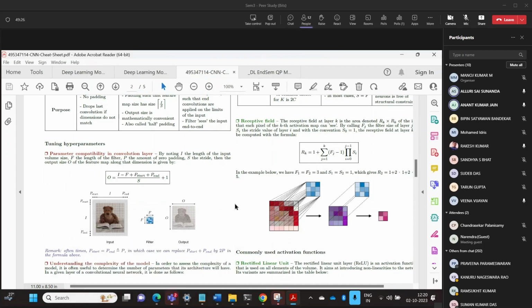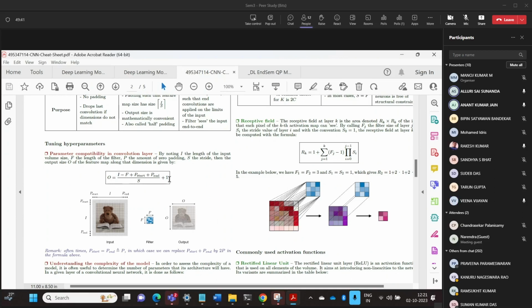What is P start and P end? That is for the padding. Since it is valid padding, this value will be 0, so we don't have to consider the P start and P end. We can just go with (I minus F) by S plus 1.